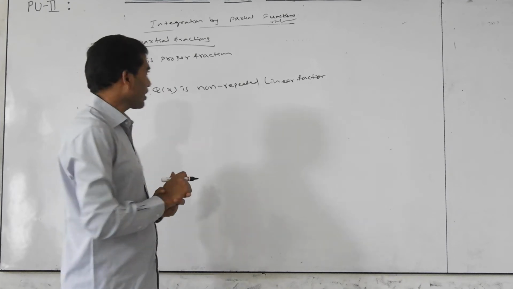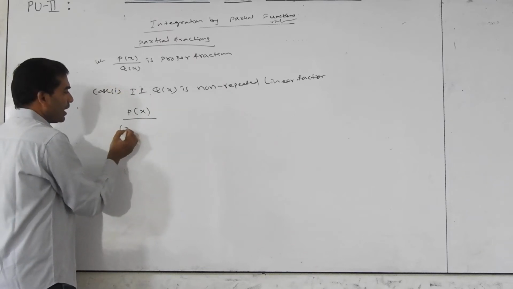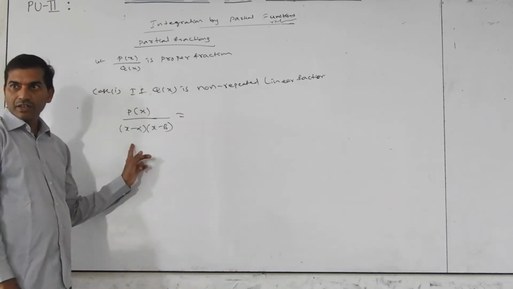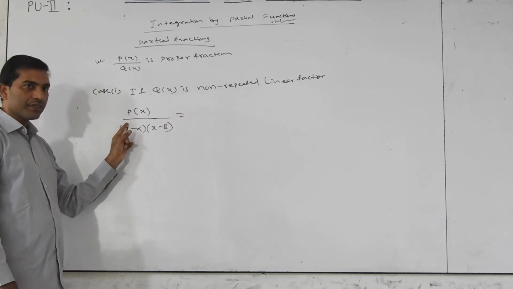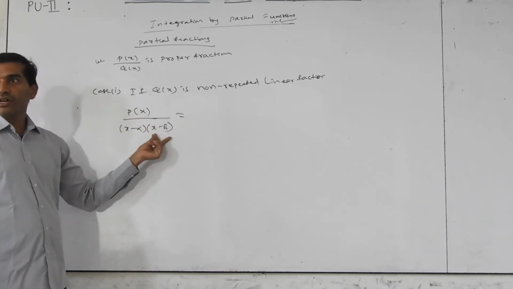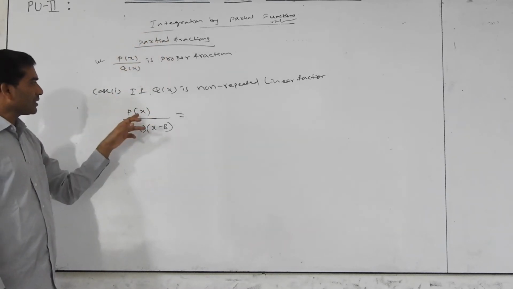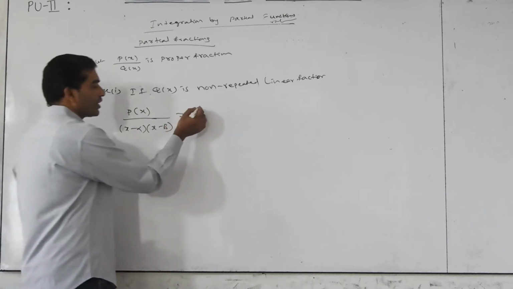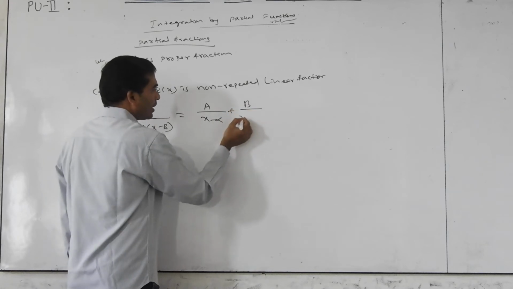Are you following? For example, p of x by q of x, where q of x equals x minus alpha into x minus beta. Here each is a linear factor with degree 1, and x minus alpha is not repeated, x minus beta also not repeated. Then the partial fractions equal a, some constant, by x minus alpha plus b by x minus beta.